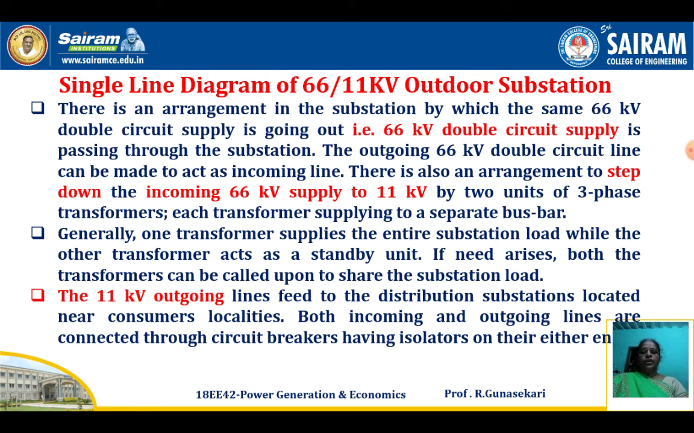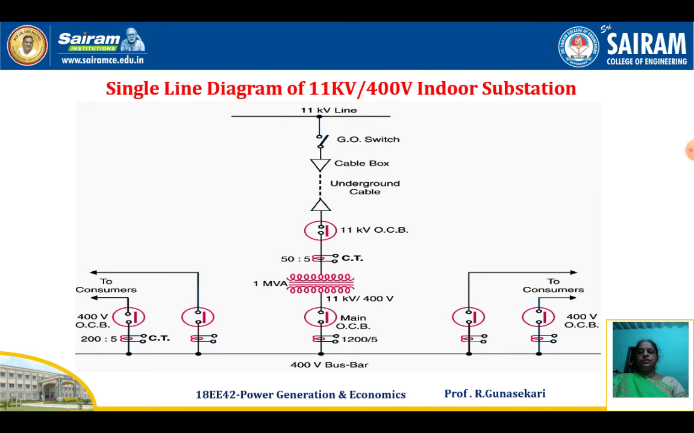So now, what are the advantages of this outdoor substation? A double circuit we have to use, and then the duplicate bus bar system. If there is a problem in the main bus, we can use the spare bus, otherwise you can use the main bus only. Then next, the 11 kV to 400 volt indoor substation.